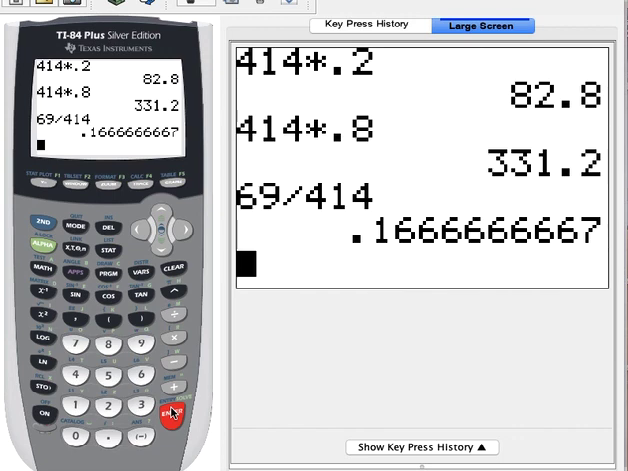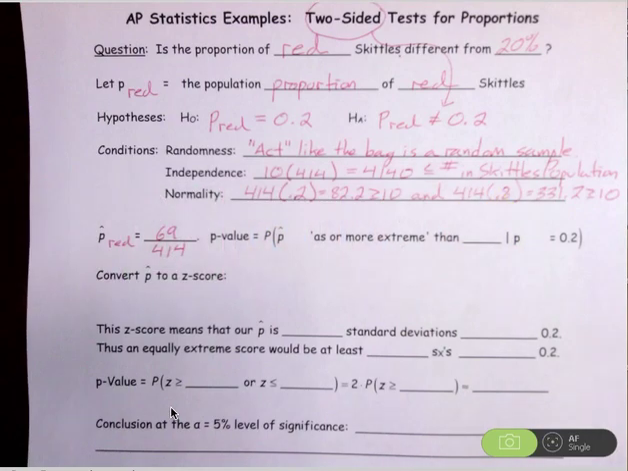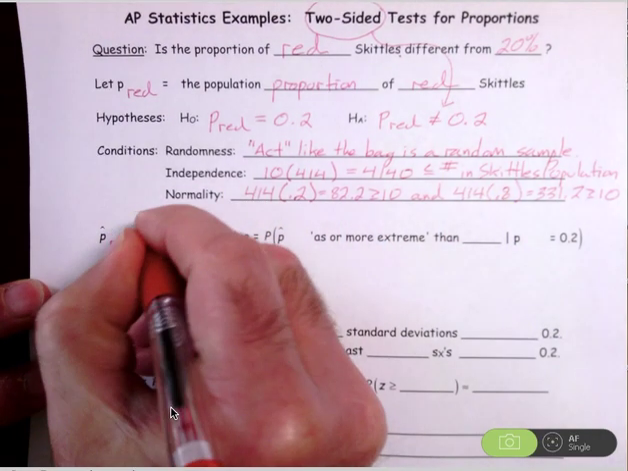But the truth is, even if the population parameter were really 20% of Skittles are red, if you're looking at a random sample, sometimes you'll get fewer, sometimes you'll get more than 20%. So we certainly got less than 20%, but is it different enough from 20% for us to believe that the population proportion isn't 20%? So I'm going to call this 0.167.